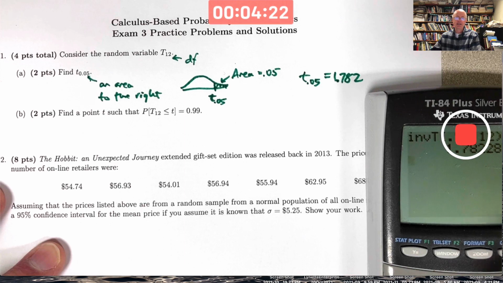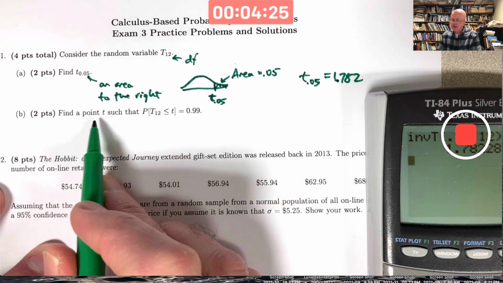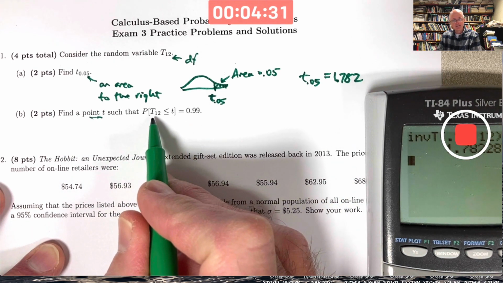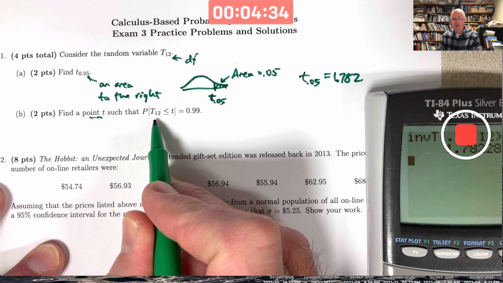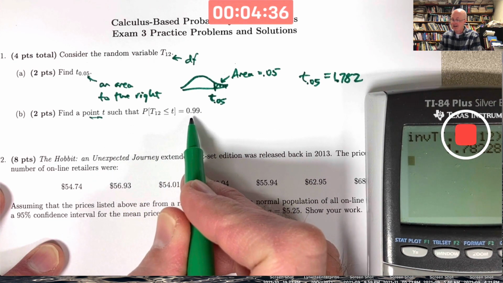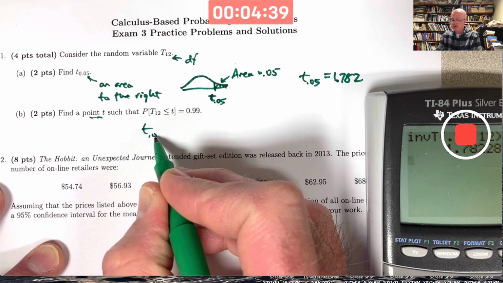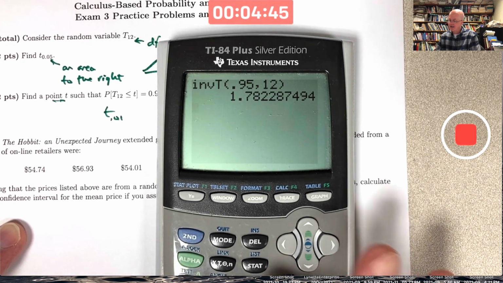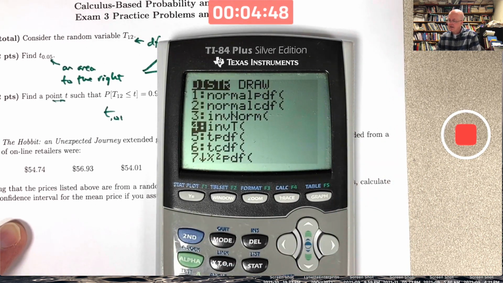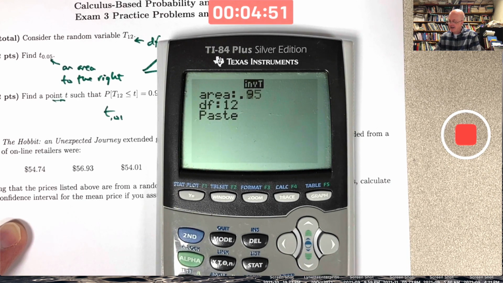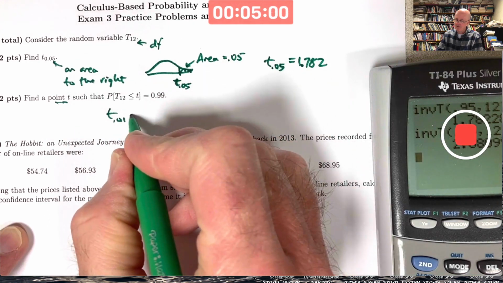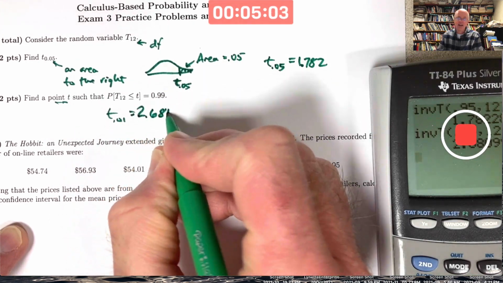Part B is a pretty similar kind of problem. We are still finding a point, t, a number, on the axis, where the probability that this capital T random variable with 12 degrees of freedom is less than or equal to little t is 0.99. In other words, I'm trying to find t sub 0.01. Okay, let's just do it with the technology. So I go back to inv-t, and now I want the area to the left to be 0.99. And what do I get? I get a bigger number. I get 2.681.